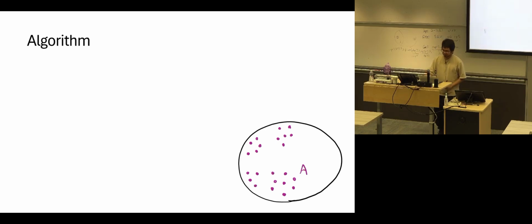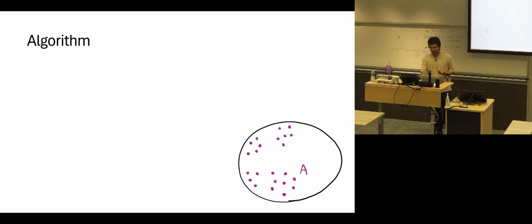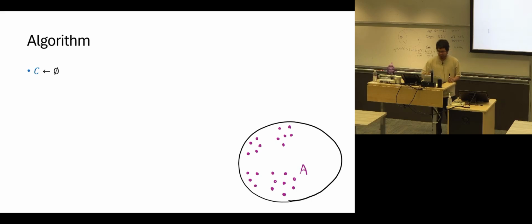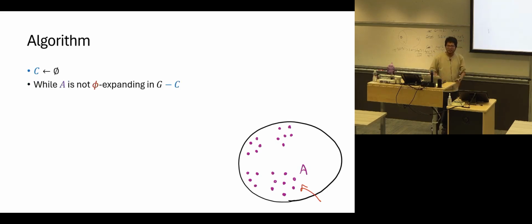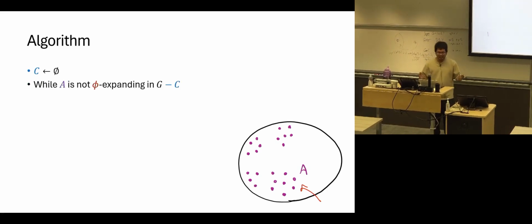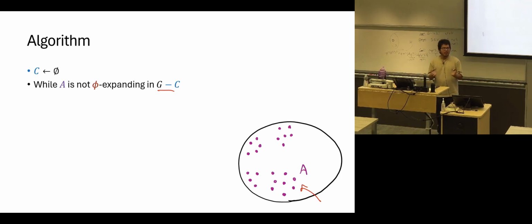Cool. Okay. So the algorithm is almost as straightforward as it can be. You have some graph and you have A. Initialize your cut C to be empty. And you ask yourself, is A expanding in G minus C? In the beginning, you just ask if A is already expanding in the graph. And if it is, then you don't need to do anything. Just return C as the empty set. That's it.